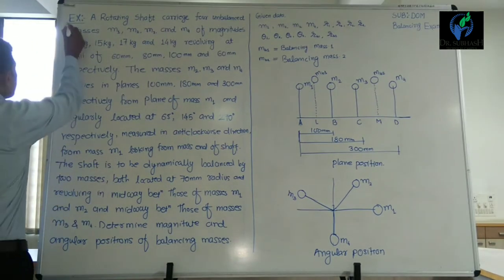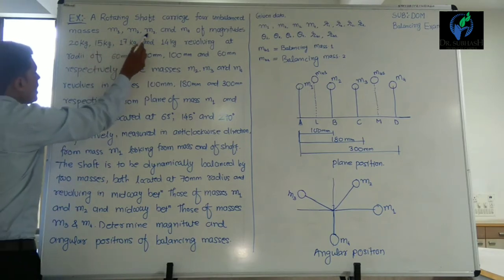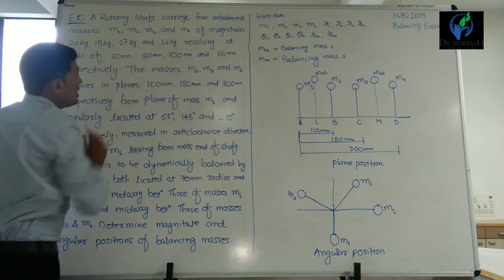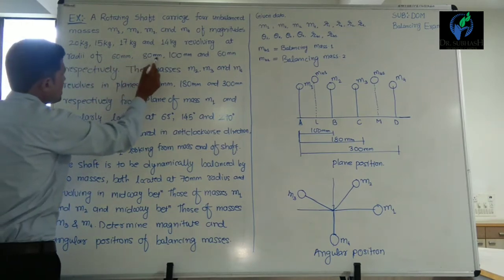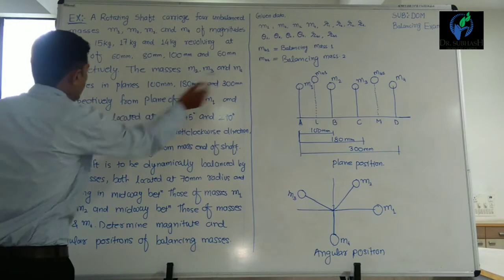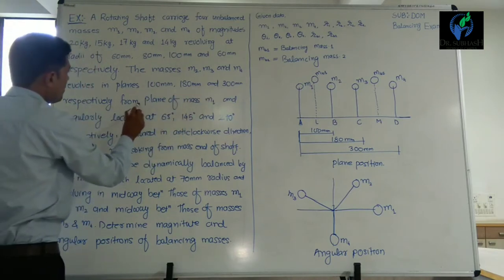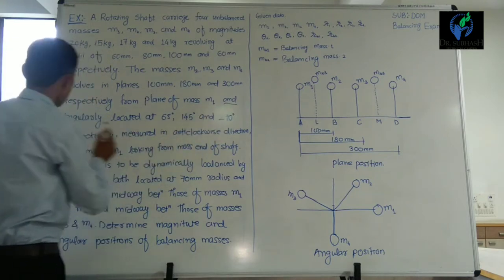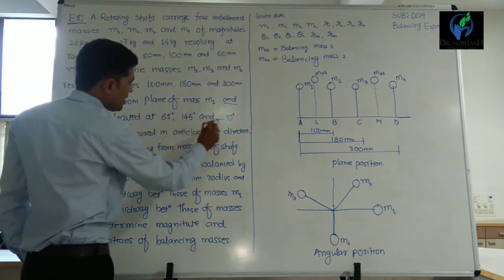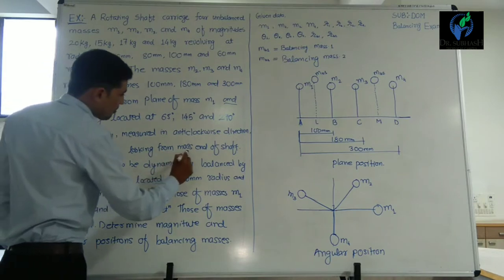Here the example is given. A rotating shaft carries 4 unbalanced masses m1, m2, m3 and m4 of magnitudes 20 kg, 15 kg, 17 kg, 14 kg, revolving at radiuses of 60 mm, 80 mm, 100 mm and 60 mm respectively. The masses m2, m3 and m4 revolve in planes 100 mm, 180 mm and 300 mm respectively from the plane of mass m1, and they are angularly located at 65 degrees, 145 degrees, 270 degrees respectively, measured in the anticlockwise direction from the mass m1, looking from the mass end of the shaft.